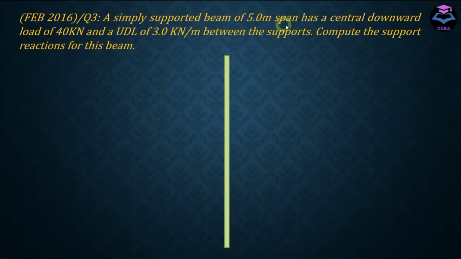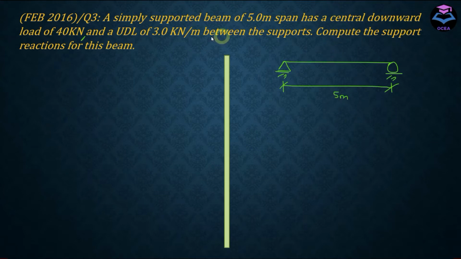A simply supported beam of 5 meter span has a central downward load of 40 kilonewton. So we have a simply supported beam. A simply supported beam is one in which we have a pin support at one end and a roller support at the other end. So we have a pin support at one end, and on the other end we have the roller support. The distance between the supports is 5 meter.